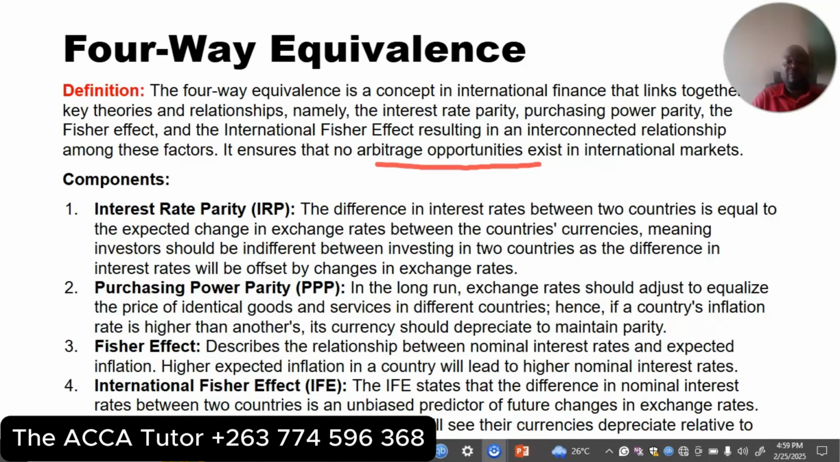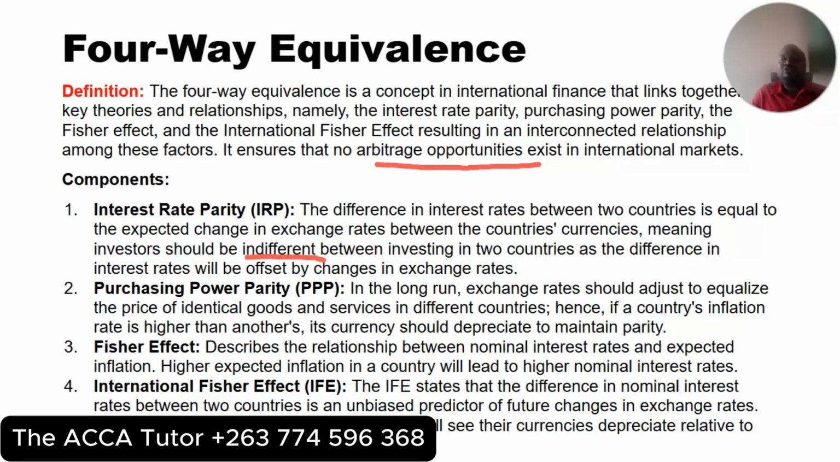Okay, so it has got four components. The first component is the interest rate parity theory, which we discussed earlier on, which talks of the difference in interest rates between two countries being equal to the expected change in exchange rates between the countries' currencies, meaning investors should be indifferent. They shouldn't worry, okay? They should be indifferent between investing in either of the countries, as the difference in interest rates will be offset by changes in exchange rates.